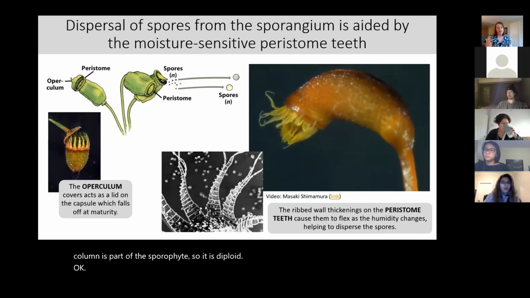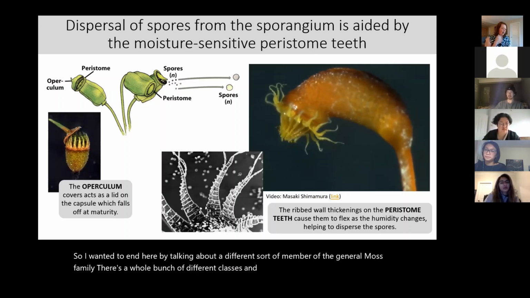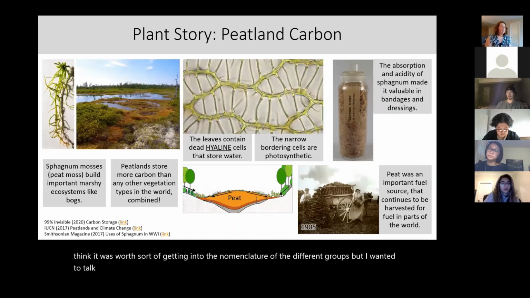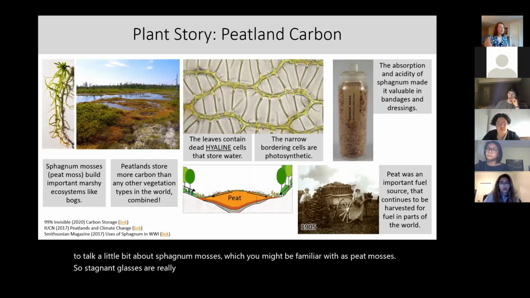So I wanted to end here by talking about a different member of the general moss family. There's a whole bunch of different classes and groups within the mosses, and I didn't think it was worth getting into the nomenclature of the different groups, but I wanted to talk a little bit about sphagnum mosses, which you might be familiar with as peat mosses. Sphagnum mosses are really important ecologically. They're a key part of building up marshy, boggy ecosystems, like ones that you see here.